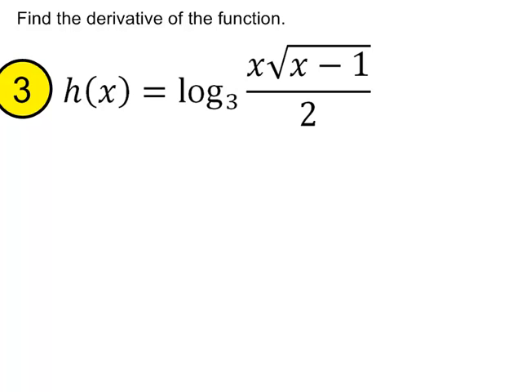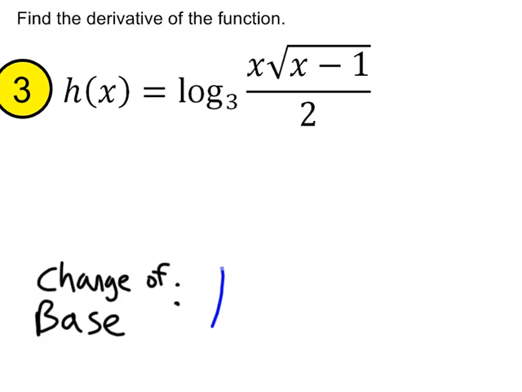So the first two exercises dealt with exponential functions with bases other than the natural base e. Here we have a logarithmic function with a base other than the natural base e. We're dealing with base 3 here. So to convert to the base e that we are comfortable with dealing with, we'll employ the change of base formula.